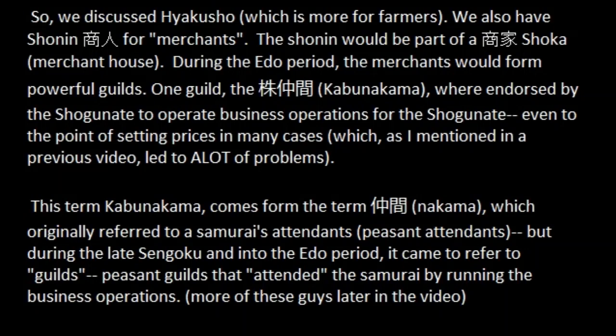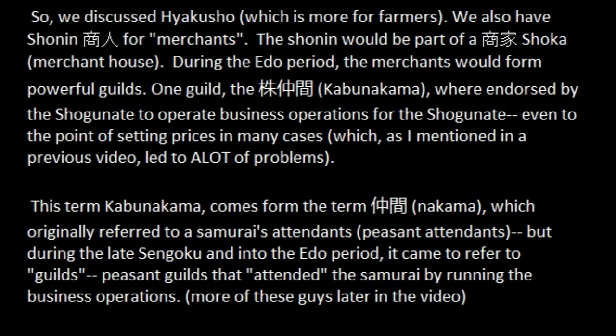We can also use the word Shonin for merchants, right? So when you're saying peasant, you have to ask, what are we talking about? We're just talking about non-imperials, non-samurai, right? So you're talking about farmers, and you're talking about merchants. So say Hyakusho for farmer, and say Shonin for merchant.